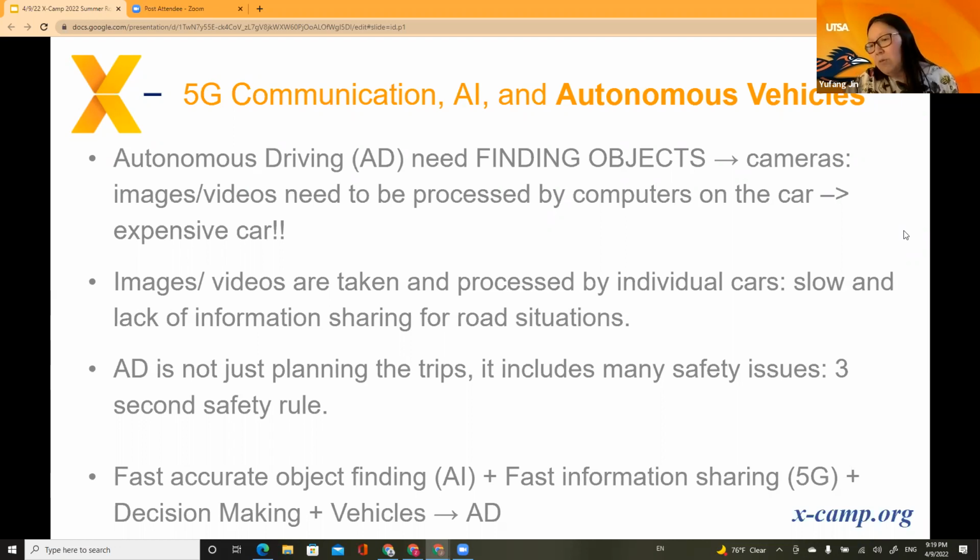How can we address all of these issues? Right now, people have proposed fast, accurate object finding with AI algorithms, fast information sharing with the 5G network, and a real-time decision-making mechanism, plus the traditional vehicle. All of these 3 new technologies, AI, 5G, and decision-making, plus the traditional vehicle, will guarantee we have good autonomous driving. Next slide, please.